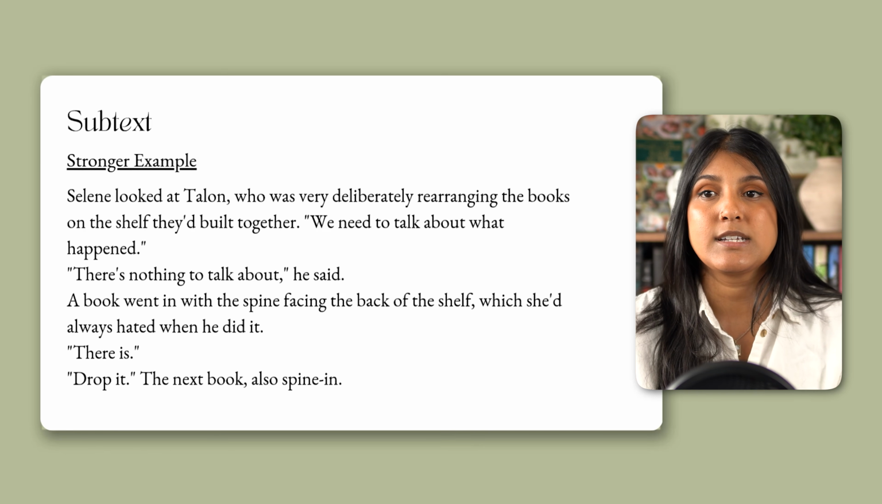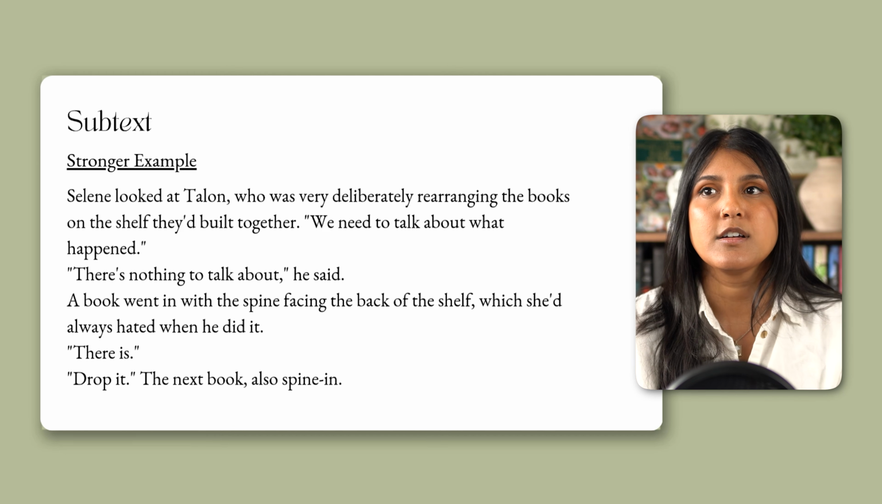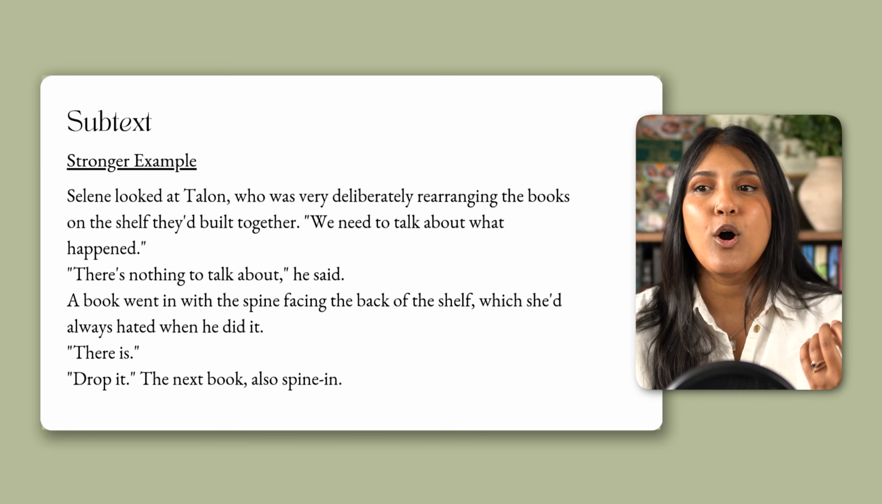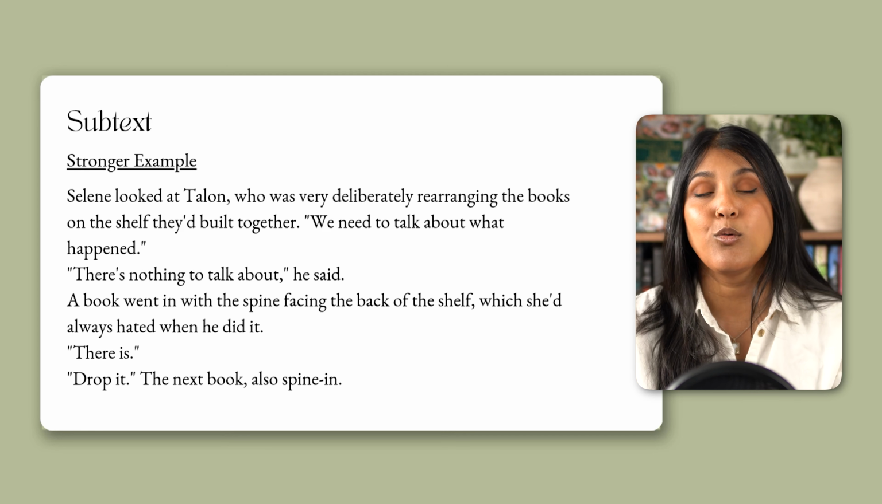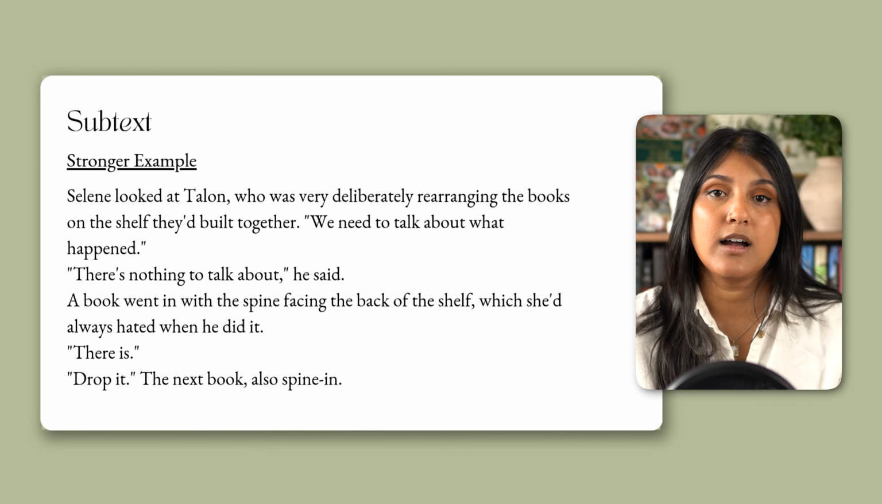So a stronger example of this moment could say, Celine looked at Talon, who was very deliberately rearranging the books on the shelf they'd built together. "We need to talk about what happened." "There's nothing to talk about," he said. A book went in with the spine facing the back of the shelf, which she'd always hated when he did it. "There is. Drop it." The next book also spine in. Now the scene is about the books, which is to say it's about the home they made and the fact that he is unmaking it one small thing at a time while pretending nothing is wrong. The dialogue didn't change, the world around the dialogue changed.